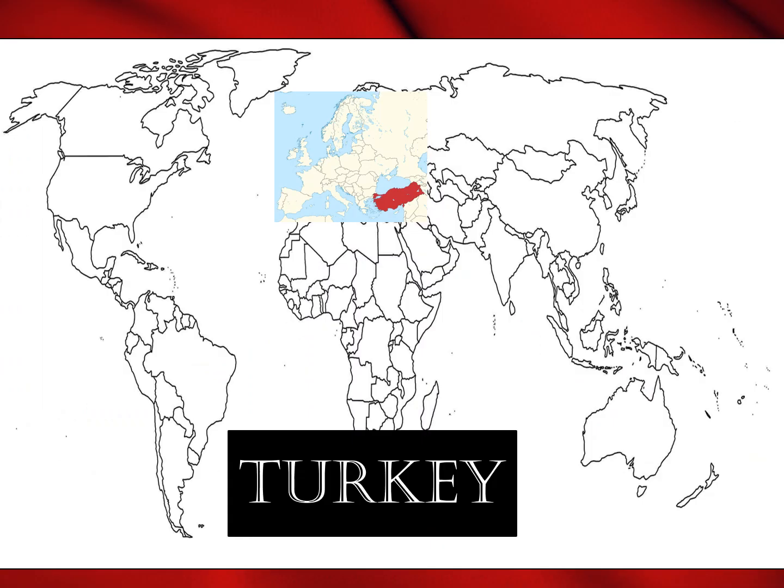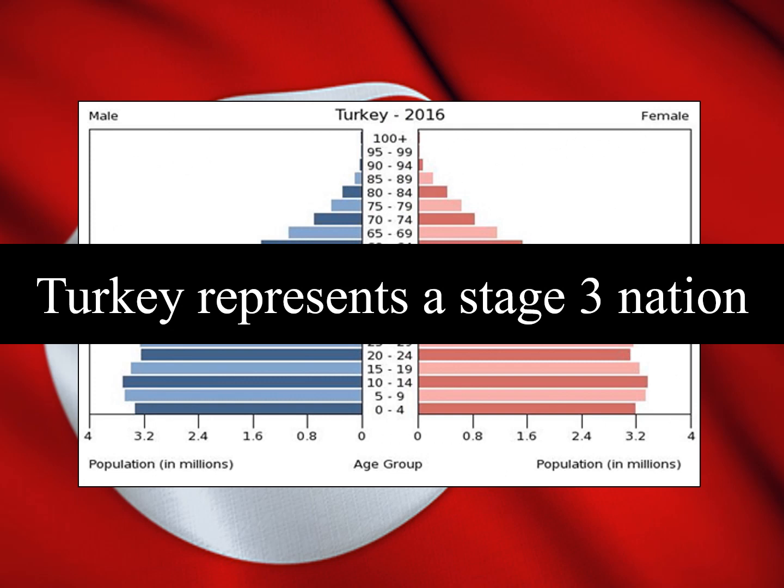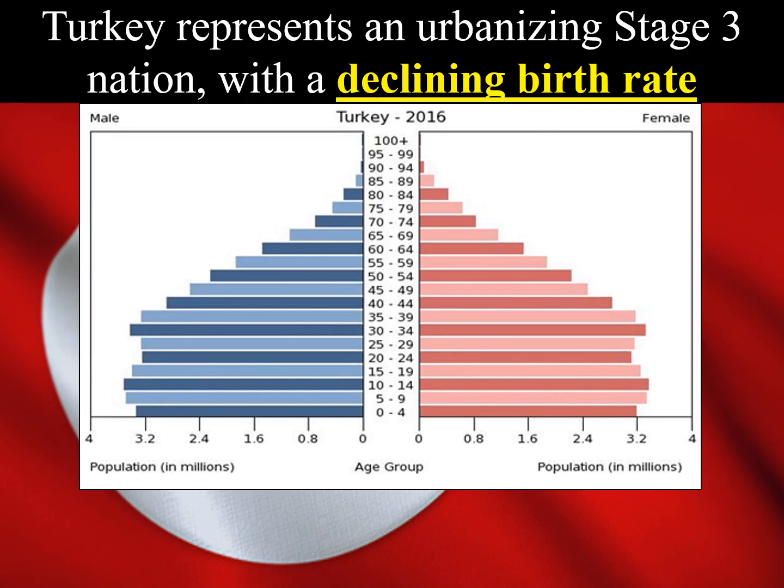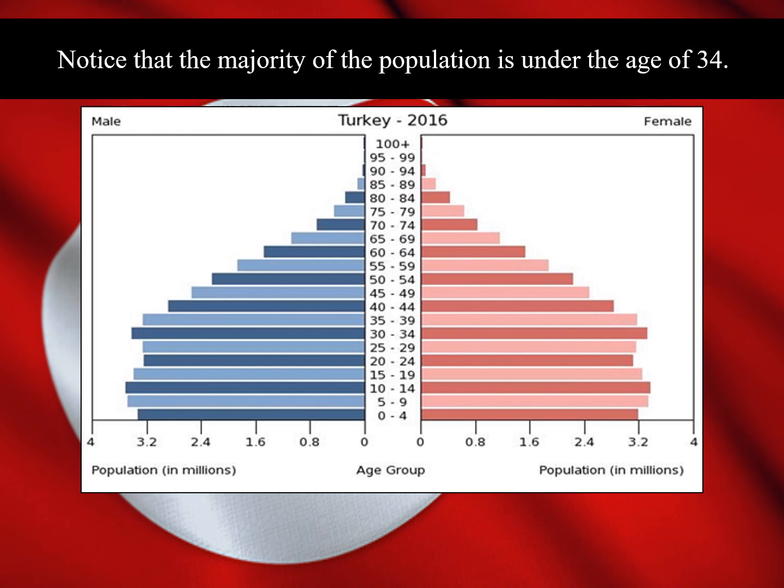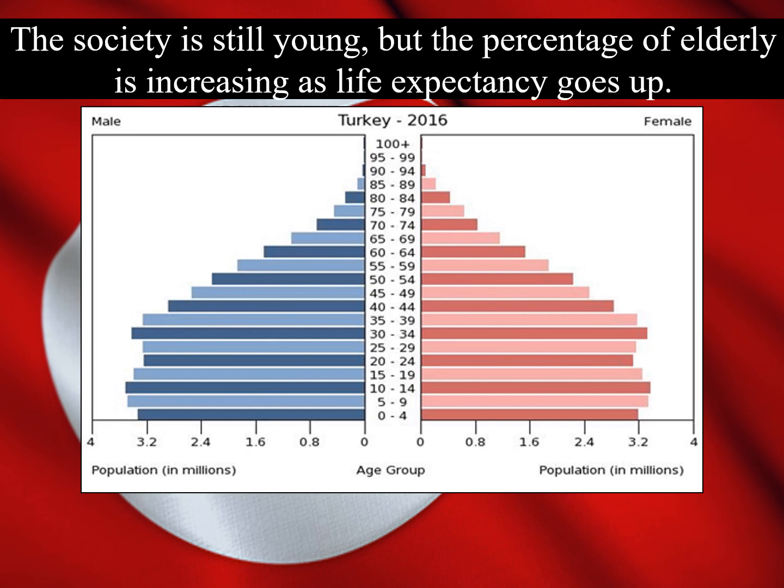Now let's take a look at the country of Turkey. Turkey represents a stage 3 nation, meaning their population is still growing, but only moderately growing. Women have started to choose to have fewer children. So now the average woman, or the average TFR, is only about 3 to 4 kids. So Turkey represents an urbanizing stage 3 nation with a declining birth rate. Notice that the majority of the population is under the age of 34, so still a relatively young country. The society is still young, but the percentage of elderly is increasing as life expectancy goes up.